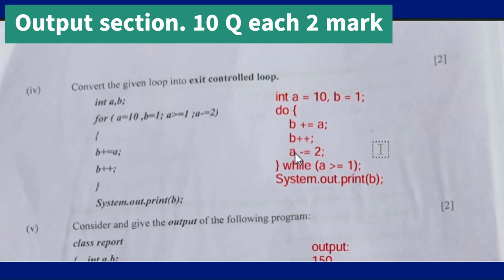Initialization in a do while loop is before the loop. So here int a equal to 10, b equal to 1. Now this is the condition, a greater than equal to 1. In a do while loop, the condition is after the loop, that is after the curly bracket: while a greater than equal to 1, with a semicolon. Then this is the updation, a minus equal to 2. Updation is at the end of the body of the loop. Then these two are statements, this is the updation, this is initialization and this is condition.